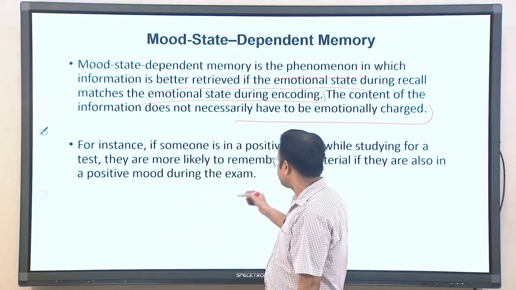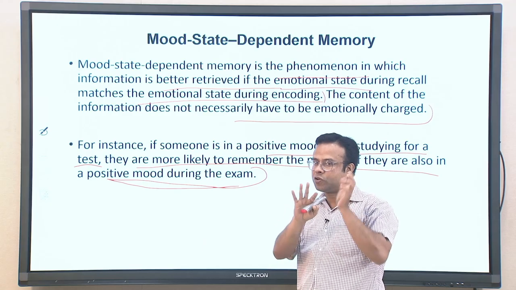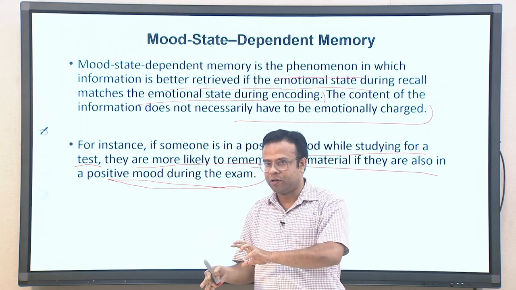For instance, if someone is in a positive mood while studying for a test, they are more likely to remember the material if they are also in a positive mood during the exam. So, let us say they learned something in a positive emotional state, they were very happy when they learned it. If in the examination also they are in the positive state, they are more likely to remember the material that they learned. So, this is called mood state dependent memory.